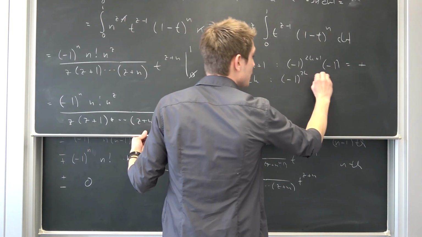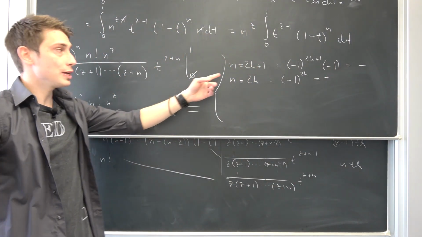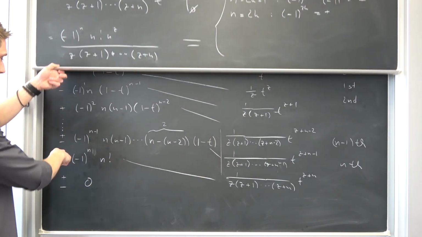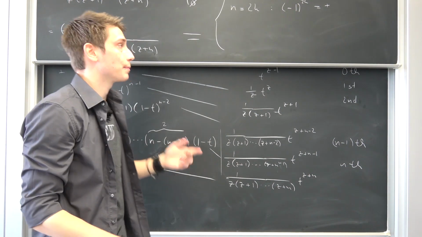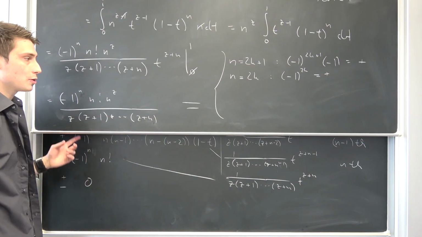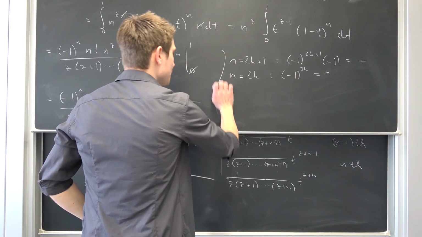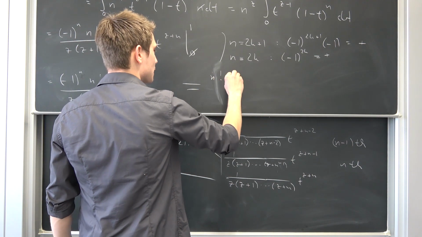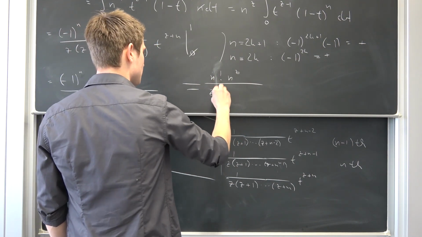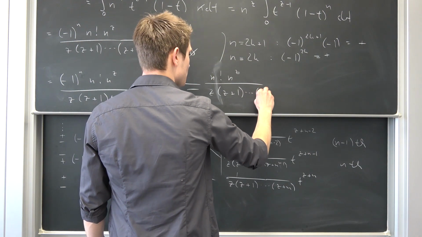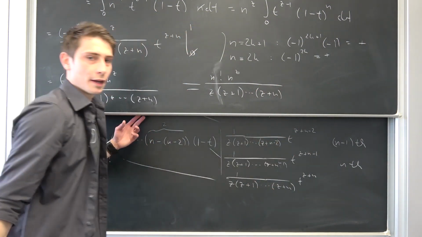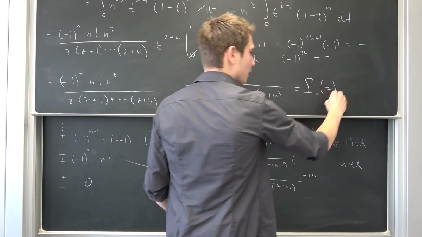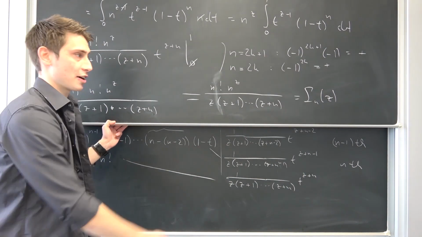So really, nothing changes. It really doesn't matter if you have an odd or even power right here, just because of this alternating definition of integration by parts, we are actually going to get a positive sign right here. Meaning on all occasions, this thing right here is nothing but n factorial times n to the z power over z times z plus 1 times dot dot dot z plus n. And this right here is actually equal to, like I said, our kind of gamma function that we had before.